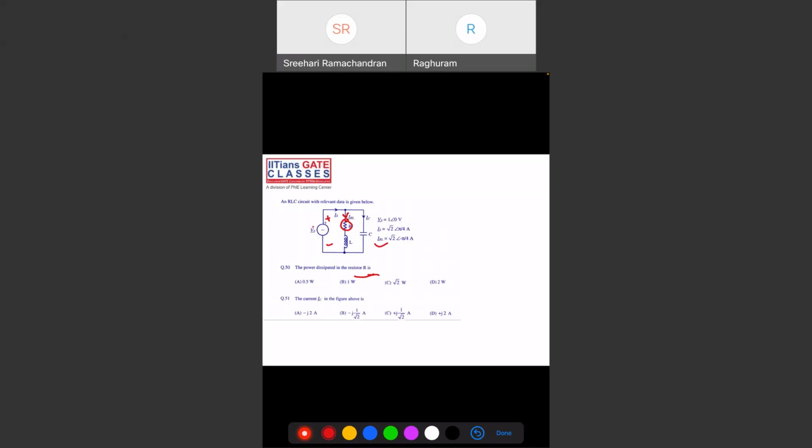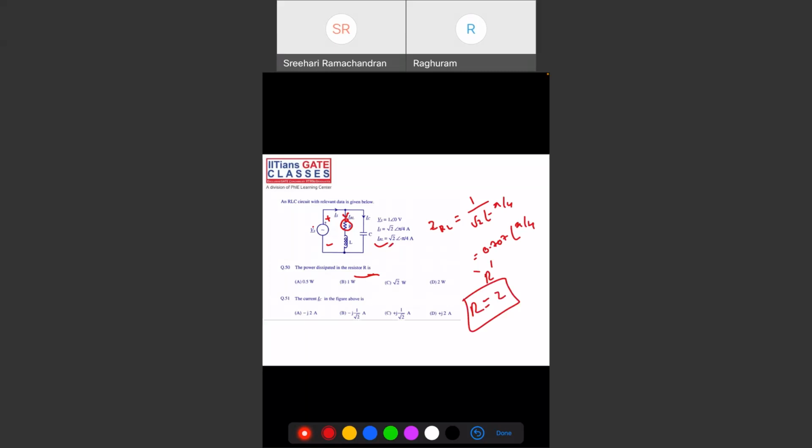IRL is given, and the voltage is also given. So find ZRL, yes. Right? 1 by root 2 at an angle minus pi by 4. This 1 by root 2 is 0.707 at an angle pi by 4. So this is it. So you can find R from this. Okay. 0.707 into cos 45, right? You'll get 2. R is equal to 2.